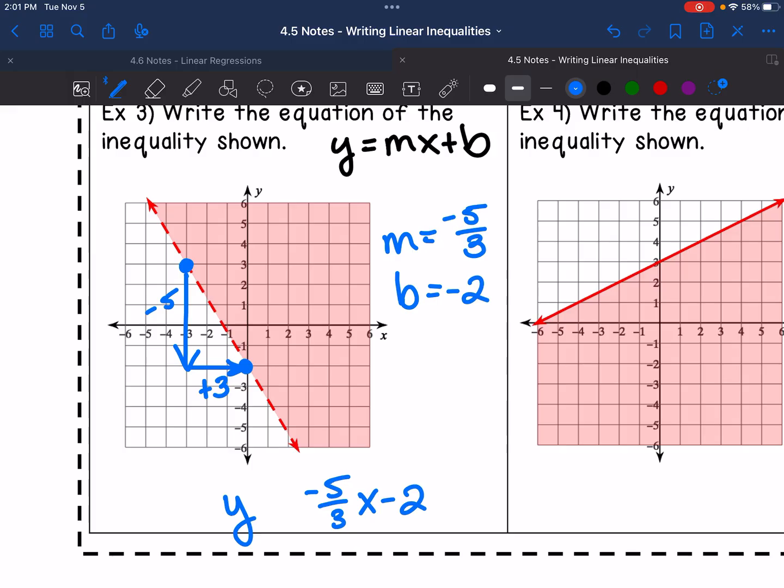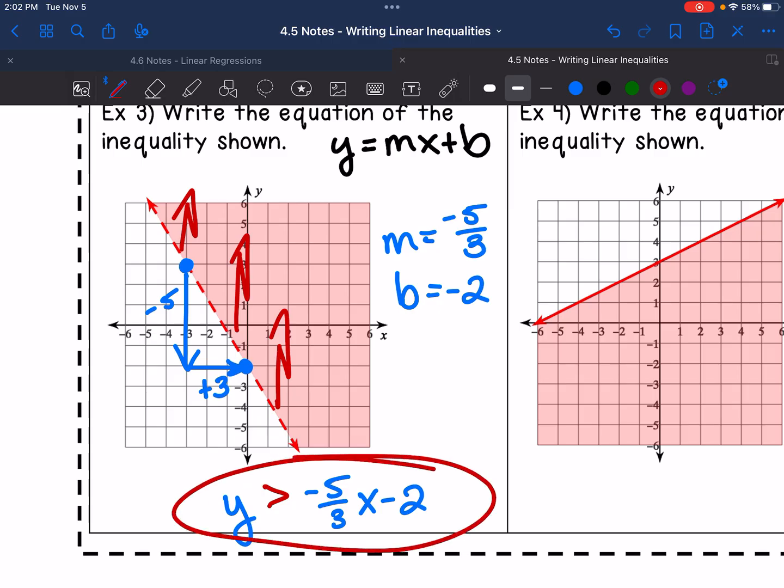Now I need to figure out my inequality sign. So first I look at the shading. I notice that my shading is above my line. So that means it has to be a greater than sign. And then I look at my line. Remember, dashed means it is not equal to. So we're not going to put the line underneath. And so that is my inequality.